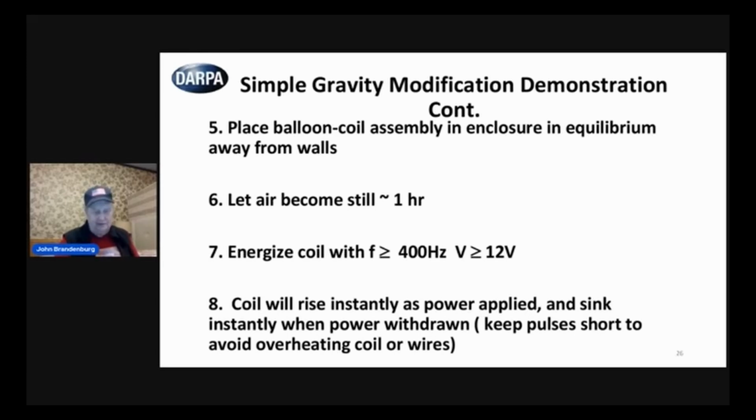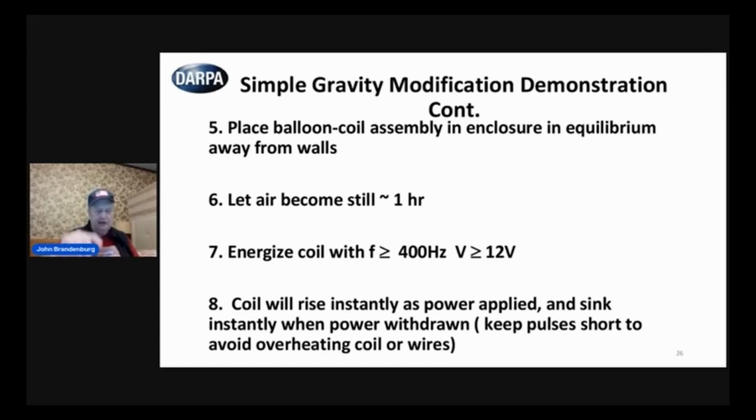Let the air become still. Just let it sit there. Then energize at 400 hertz or above and voltage 12 volts or above. The coil will rise instantly when power is applied, and sink instantly when the power is withdrawn.